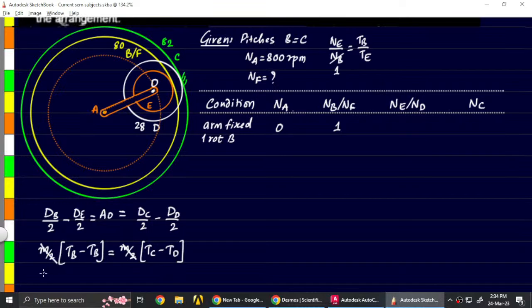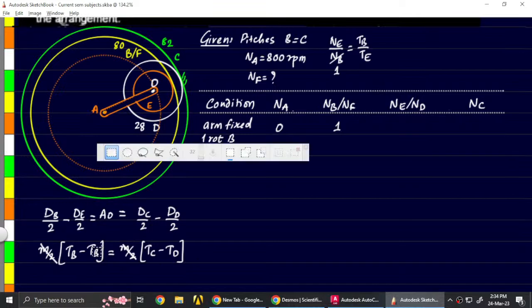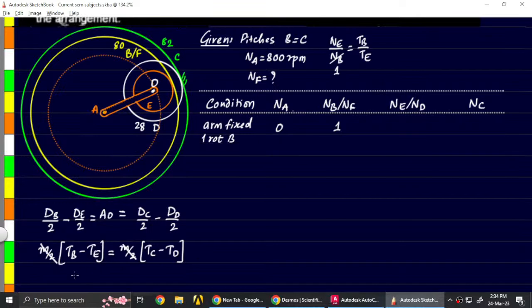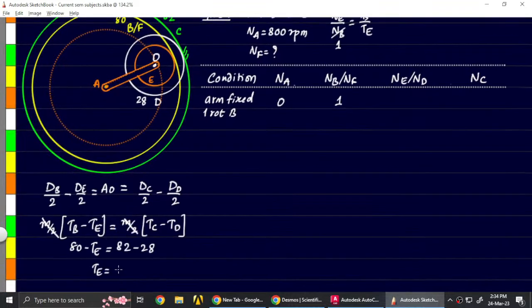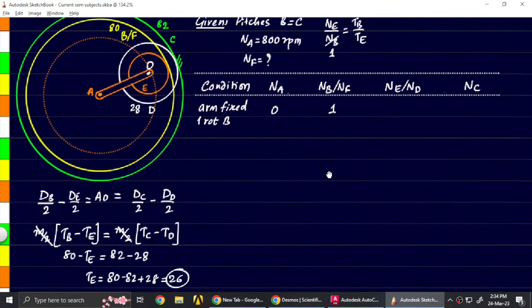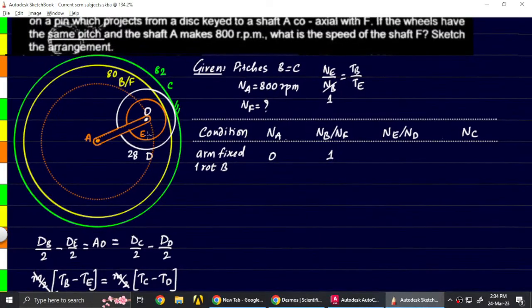So now module is same for all of them, so it's going to cancel, and we're left with the relation between teeth. In this case, this is the teeth on E. So teeth on B is 80 minus teeth on E, which we don't know, equals teeth on C is 82 minus teeth on D is 28. So that will allow us to find the value of TE, which is 80 minus 82 plus 28. So that gives us 26. So TE value is 26.